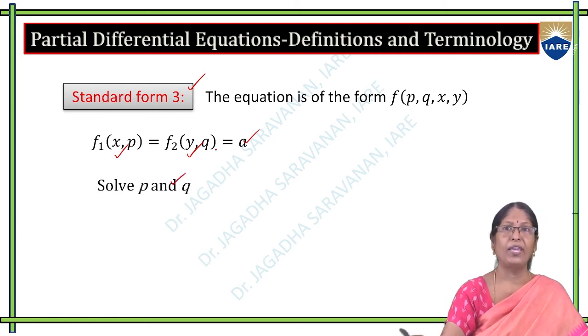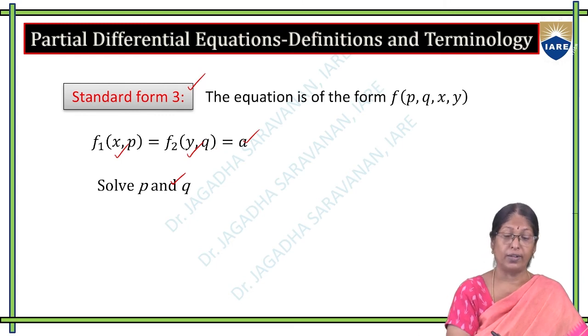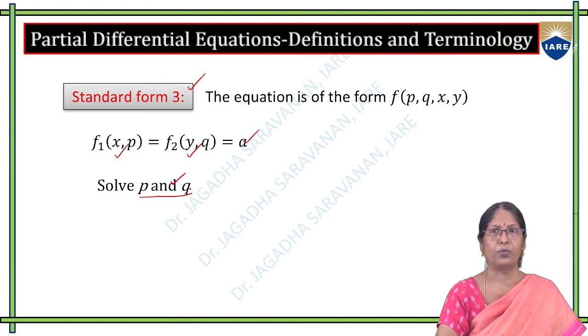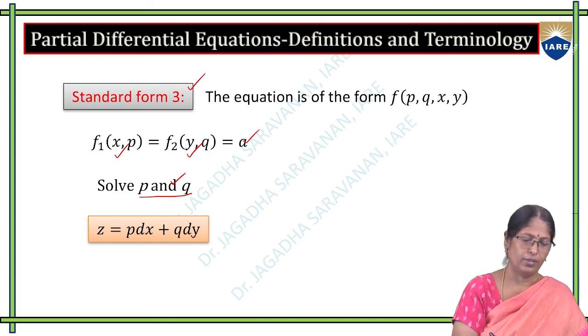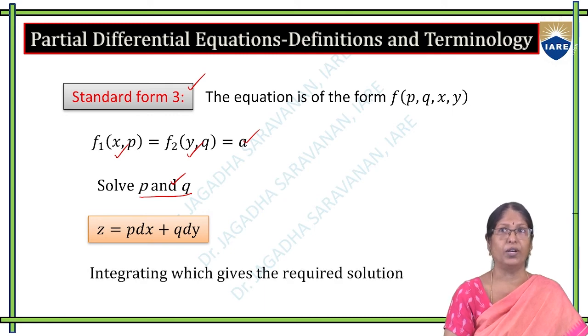Solve for P and Q, that is, we have to obtain the value of P and Q. After obtaining the values of P and Q, z equals P dx plus Q dy. These values we will put in this equation and we will do the integration.